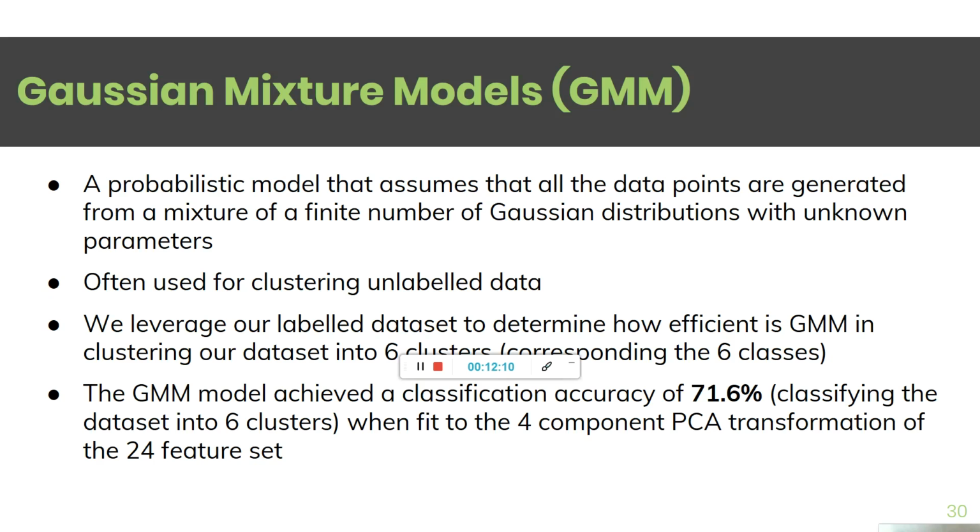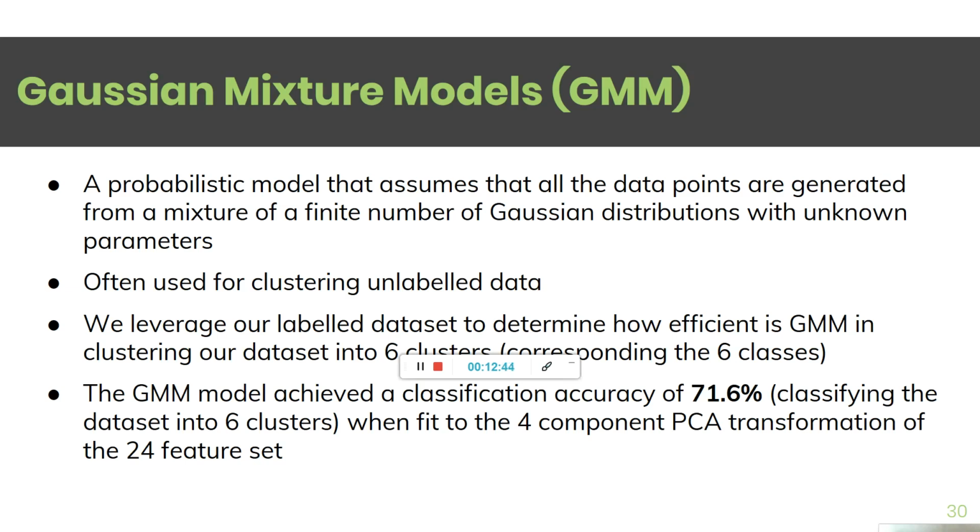So it's usually used for clustering, same as k-means. However, in this case, we are leveraging the fact that we have the labels in our dataset to initialize the cluster means with the means of these labels, and in this way we're able to see how efficient a Gaussian mixture model, an unsupervised learning model, would be in classifying our given dataset into 6 distinct clusters.